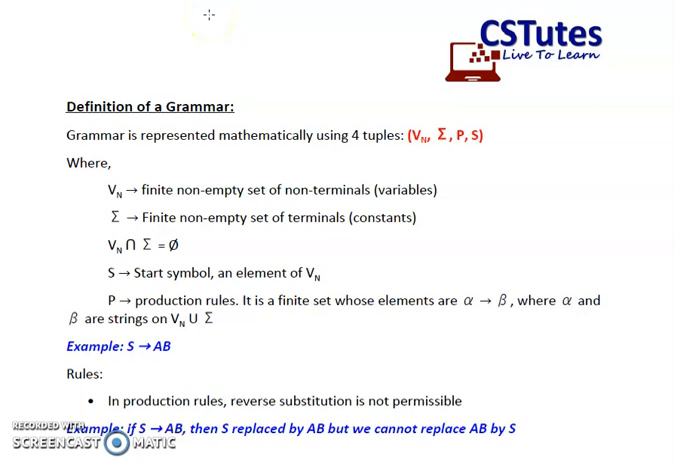Today we are going to discuss grammars for automata. Before going into the details of the grammars, let us first understand why grammars are required for automata. So let's take an example.